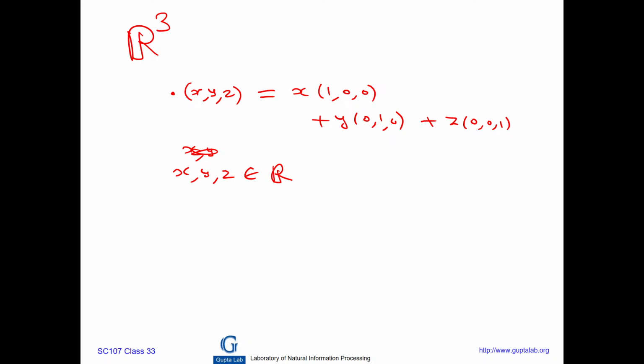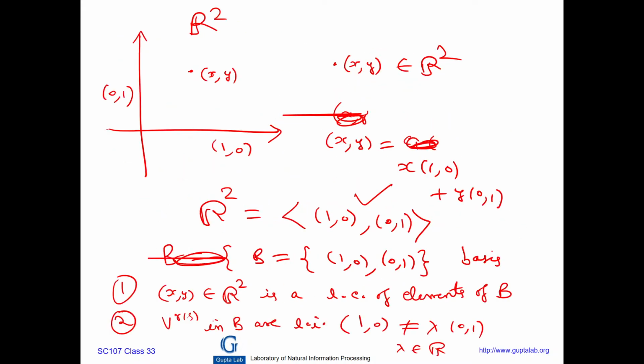And are these vectors linearly independent? If I say that B is (1, 0, 0), (0, 1, 0), (0, 0, 1), is this a basis? There are two conditions for a basis. First, any point in the whole space is a linear combination of the vectors; in other words, we say that these vectors span the whole space. Second, they are linearly independent. These two conditions should be satisfied.